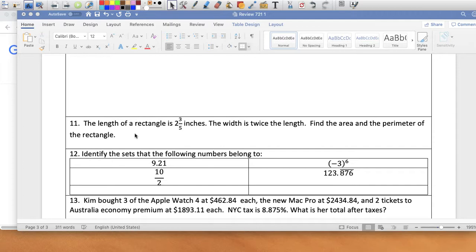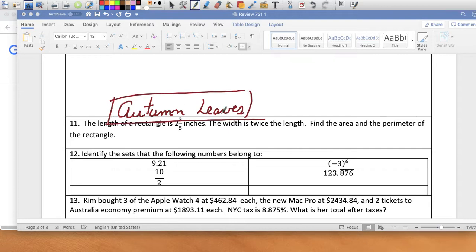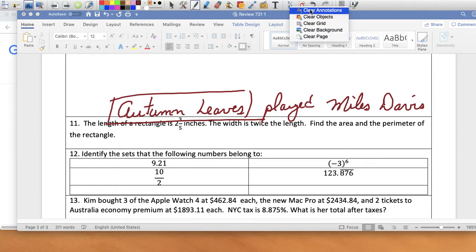Okay, so I'm going to write your bonus words. I'm thinking of a song, and here's your word: Autumn Leaves. It's a very nice song. It's played by a lot of people, but played by Miles Davis. It's really, really nice. And we're in autumn, are we? Yes. No. Yes, we are. Okay, so that's your bonus.